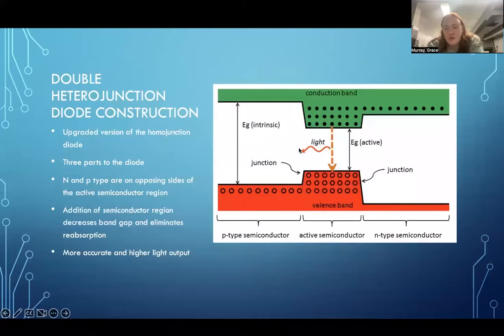More commonly used than the homojunction diodes are heterojunction diodes, and these are formed with P-type, N-type, and an active semiconductor. This active semiconductor found in the middle of the N-type and P-type is made with a different intrinsic material, and this has a significantly smaller band gap. This results in a much brighter or higher light output as well as more accurate light outputs and is often used within consumer LEDs today.